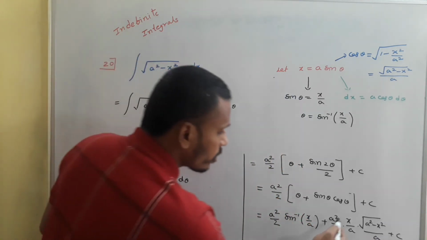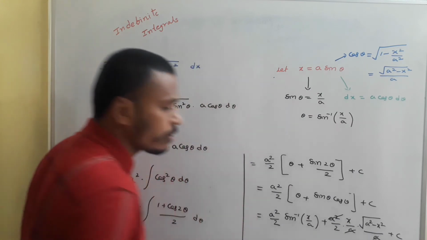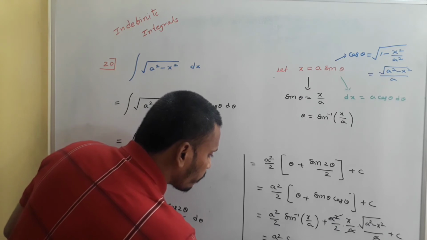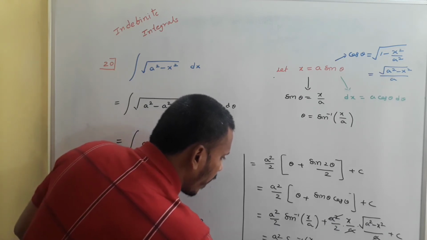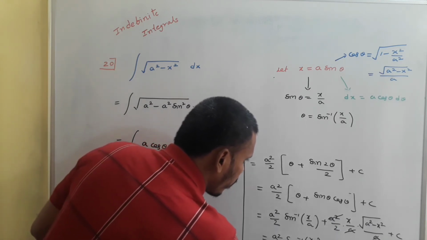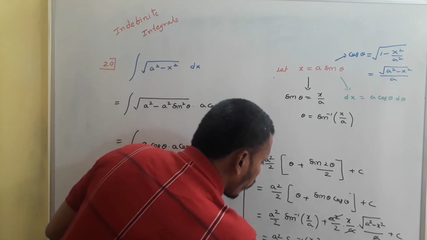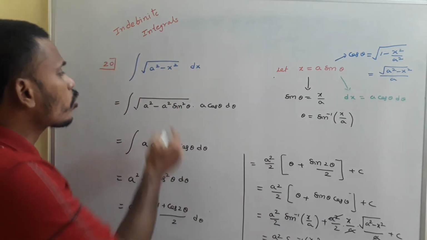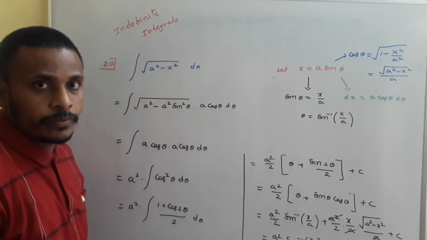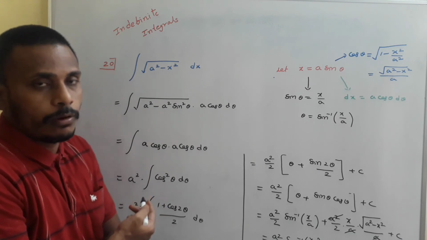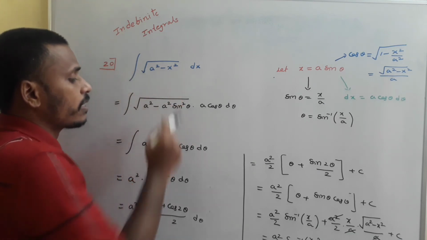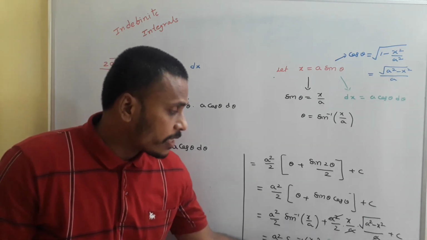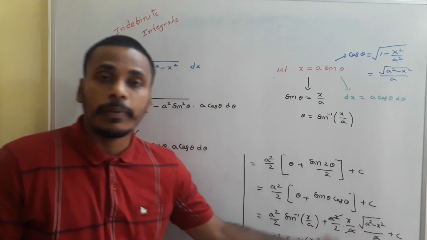Now if you observe, this a square gets cancelled with these two a's. And finally what we have? We have a square by 2 sin inverse of x by a plus x by 2 into root of a square minus x square plus c. This is also one of the standard integration techniques, okay, which we can use to solve many problems. The integral of root a square minus x square dx is a square by 2 sin inverse x by a plus x by 2 root of a square minus x square plus c.